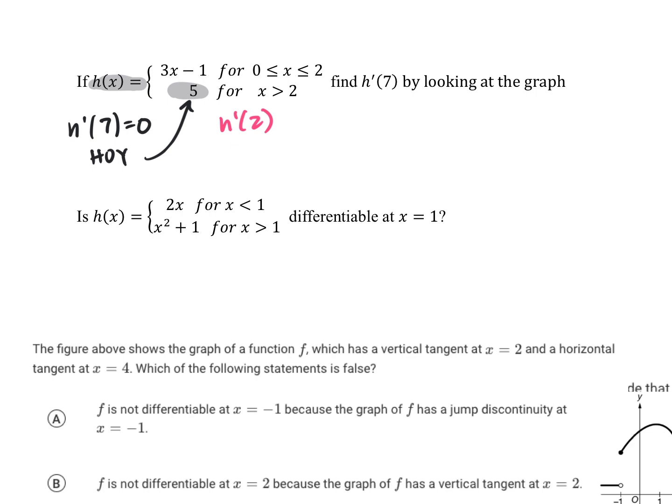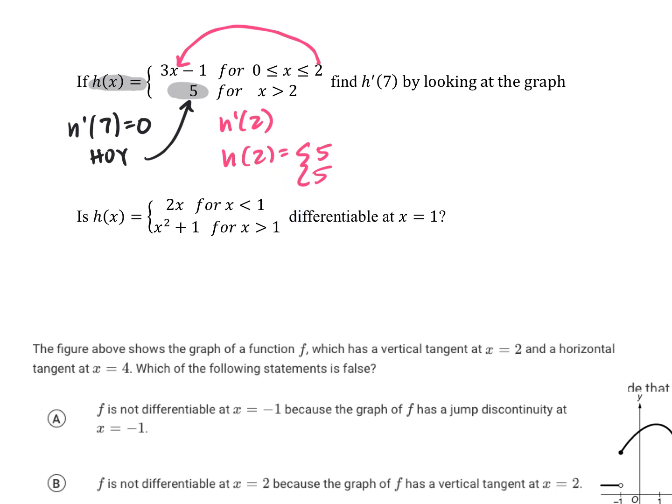Does h of 2 exist? Yes. When x is 2, what would you get? I'm actually going to put it on both ways. 3 times 2 is 6 minus the 1 gets me 5, right? What about 2 from the right-hand side? My bad. It's also 5. Therefore, is my function continuous if from the left and from the right they both equal 5, and h of 2 is 5? I feel good about that.